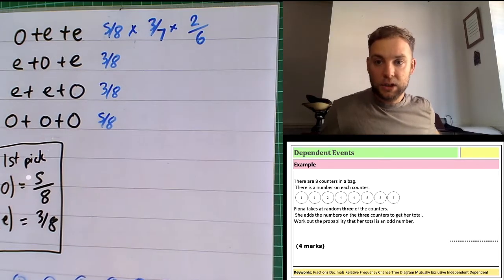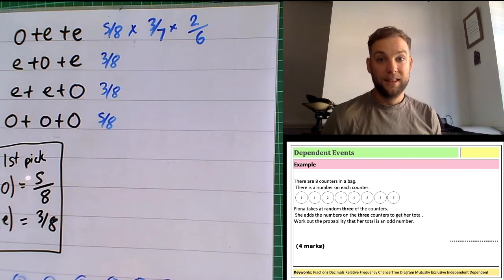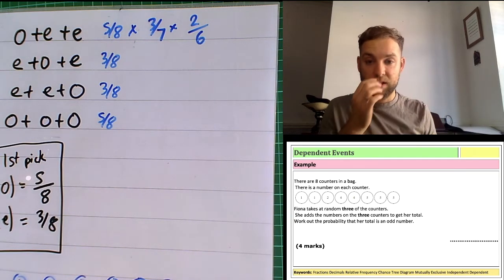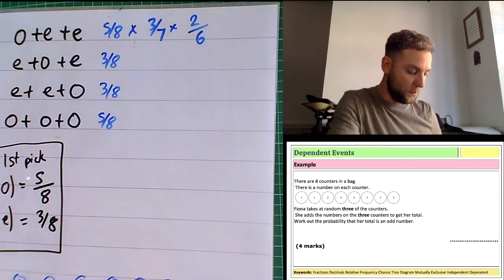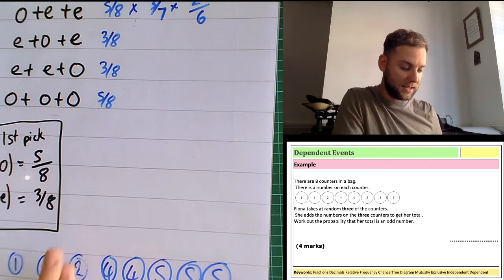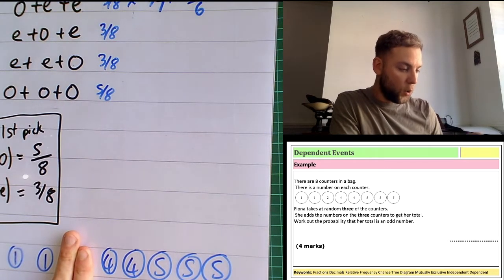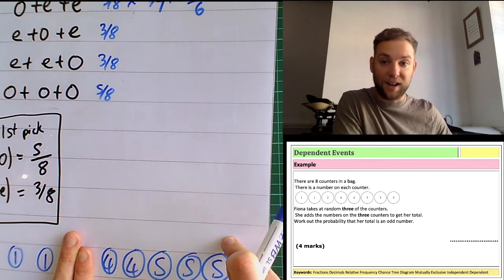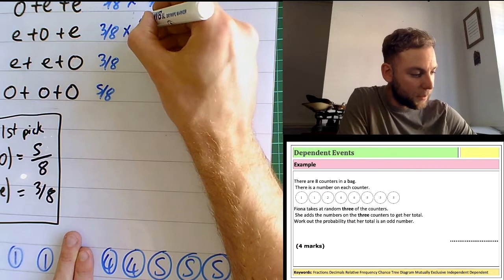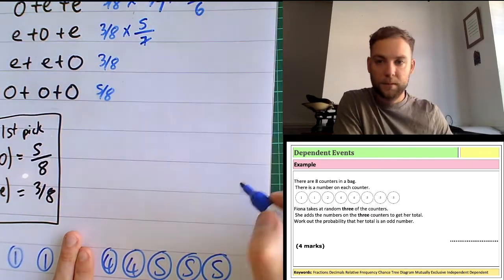Okay, so that's our first section. Again, I know this is tricky, I know this is tough, but do take your time, make sure you're trying to take it in. So let's say I've picked an even number on my first pick, what's the probability of me picking an odd number? Well, if I've picked an even number, that means I've still got 1, 2, 3, 4, 5 left over there. So times by 5 out of 7, which is left over.